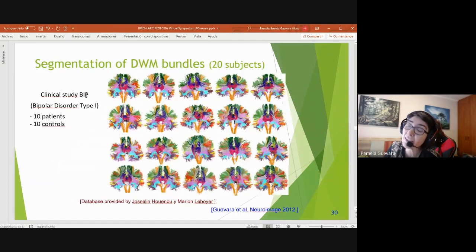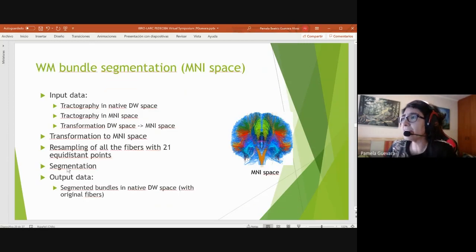And this kind of approach can be used for any brain study using tractography. Here is only one example with bipolar disorder, but it can be applied to any study, and also combined with fMRI information or clinical data to try to correlate with clinical data, etc.